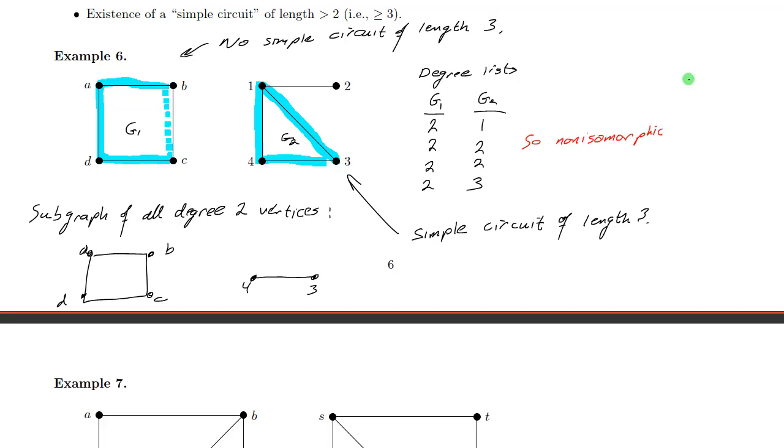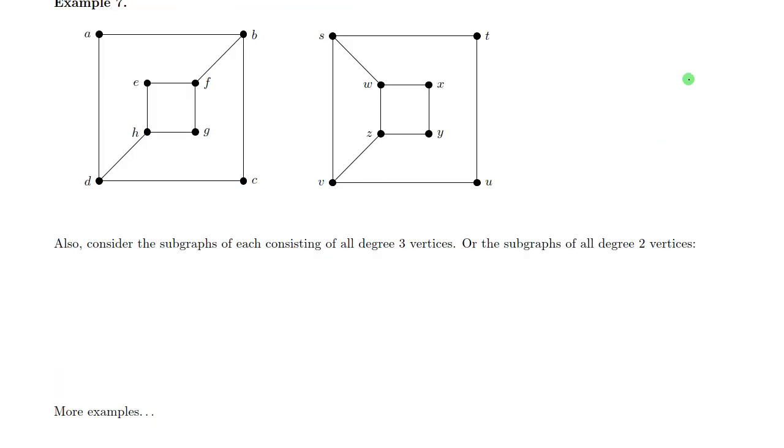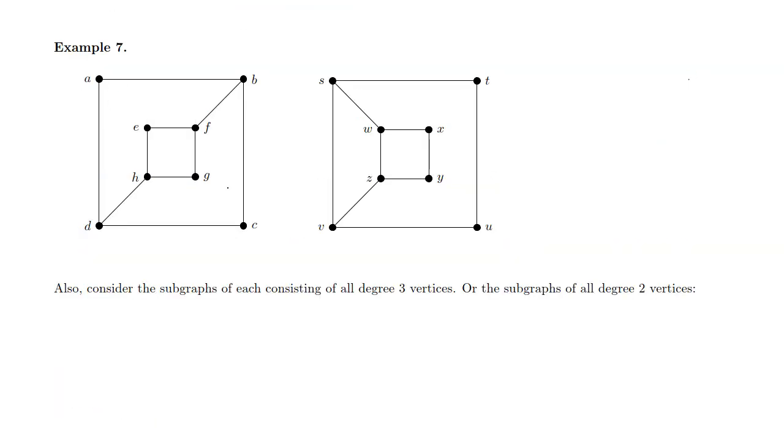Let's look at another example. In this one, we can see that we've got 8 vertices in each, so that's not going to give us a way to say that they're non-isomorphic. If we look at the number of edges, we can see that we have 10 edges in each of them, so that property isn't where it would break down if they are non-isomorphic.